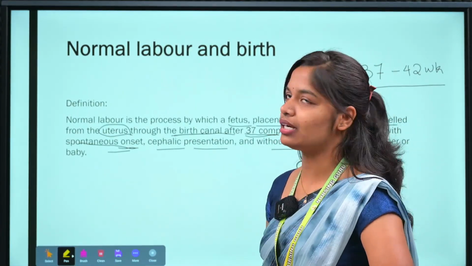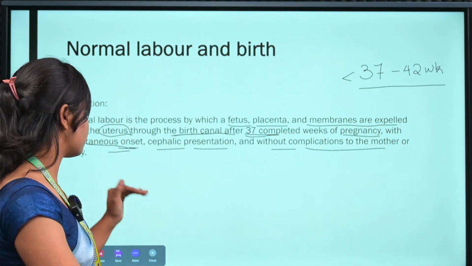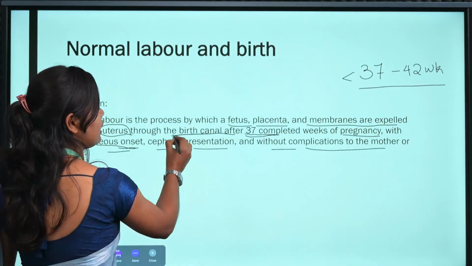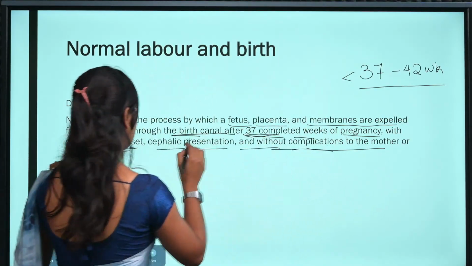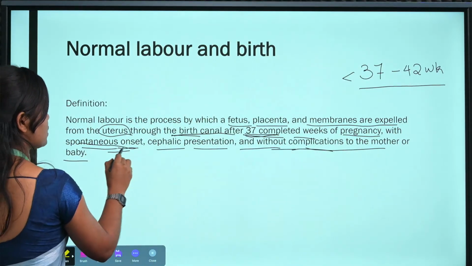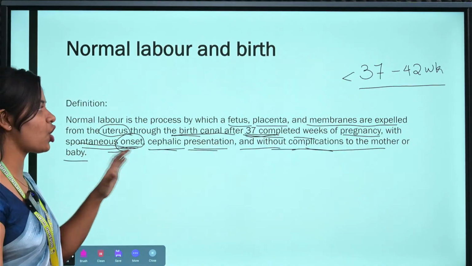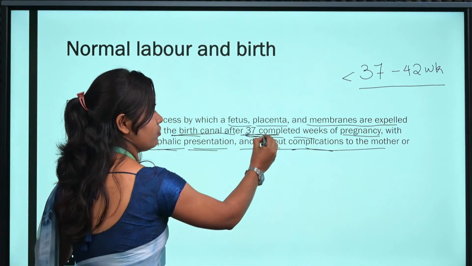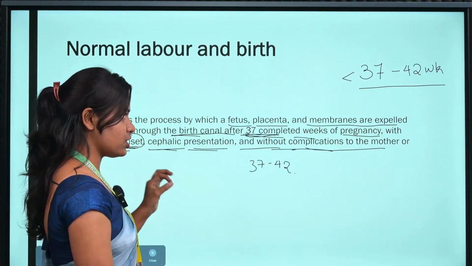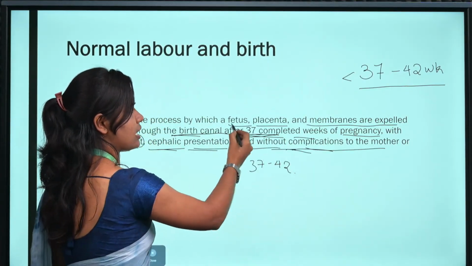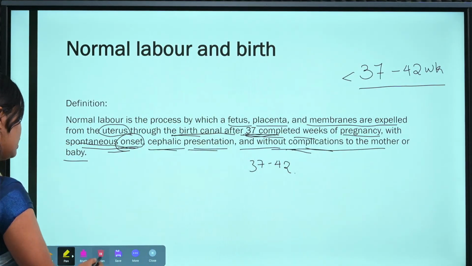Normal labor and the birth is the process by which the fetus, placenta and the membranes are expelled from the uterus through the birth canal in the normal gestation week without any complications to the mother and also the baby, and it comes at once. Cephalic presentation is the normal presentation. The normal gestation week is 37 to 42 weeks, without any complication. That we will call normal labor.